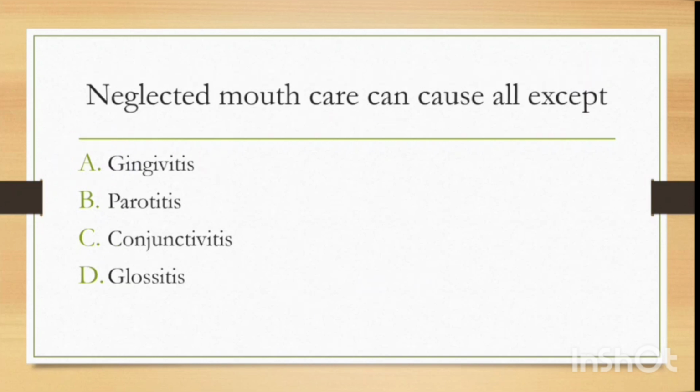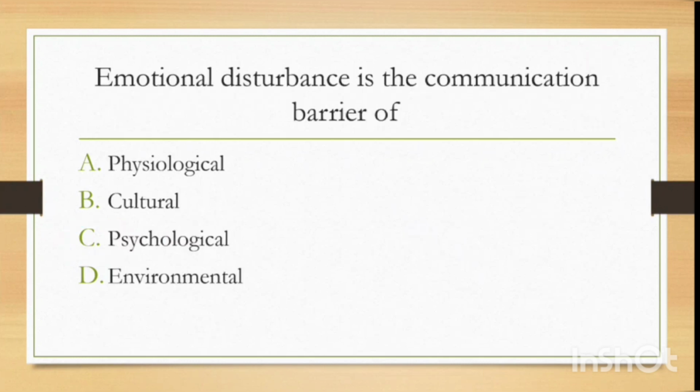Neglected mouth care can cause all except conjunctivitis, because conjunctiva is present in the eyes, and inflammation of the conjunctiva is called conjunctivitis. Gingivitis is the inflammation of gums. Parotitis is the inflammation of the parotid. Glossitis is the inflammation of the tongue. Emotional disturbances is the communication barrier of psychological.